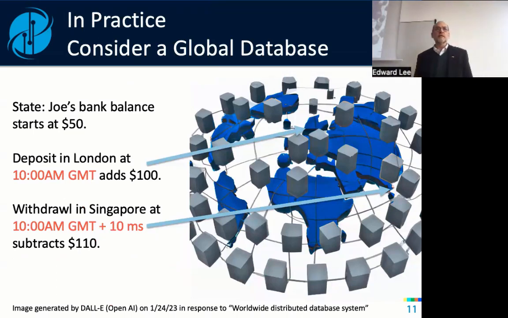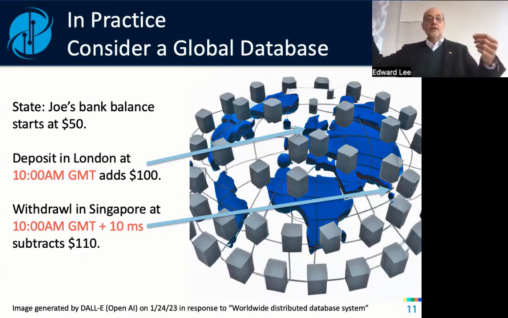So you've got a distributed database maintaining Joe's bank balance, and it starts at $50, and a deposit occurs in London at 10 a.m. GMT, okay? And a withdrawal occurs in Singapore at 10 a.m. GMT plus 10 milliseconds. So what is the sequence of state transitions for that balance? You're going to have a shared variable, right, across this distributed system. It's going to go through a sequence of values. And if we want consistency, we're going to want that sequence of values to be the same everywhere in the system. Should it be based on these times?